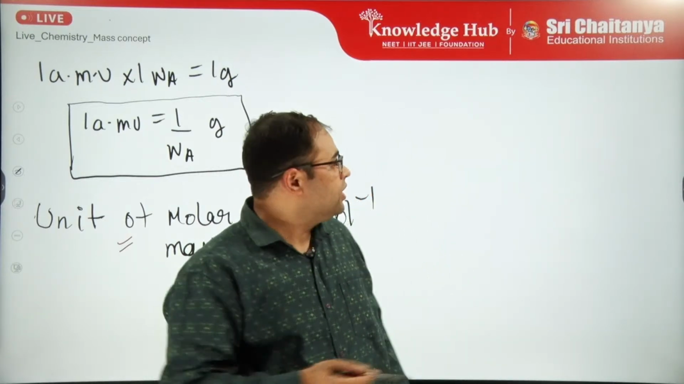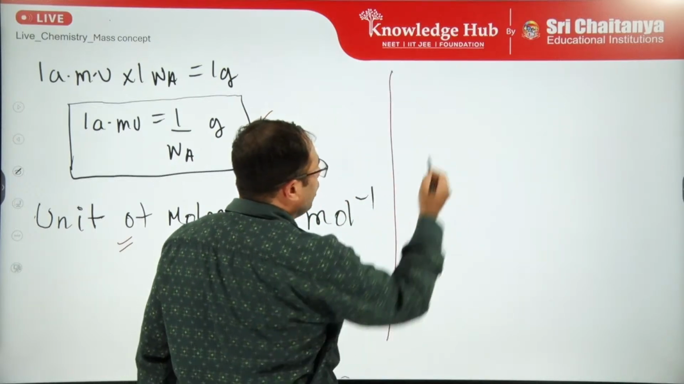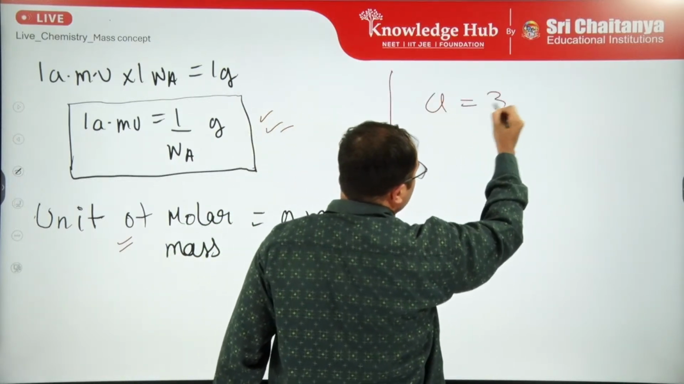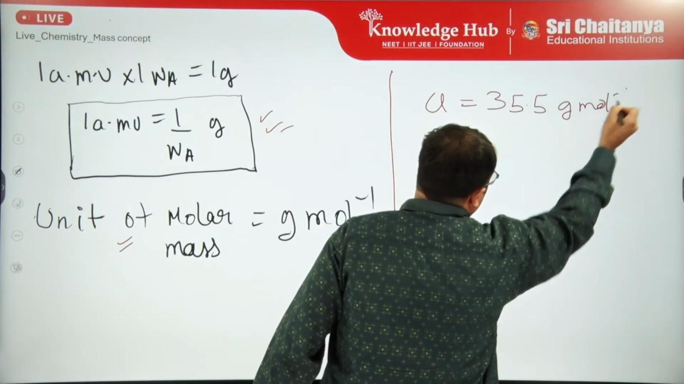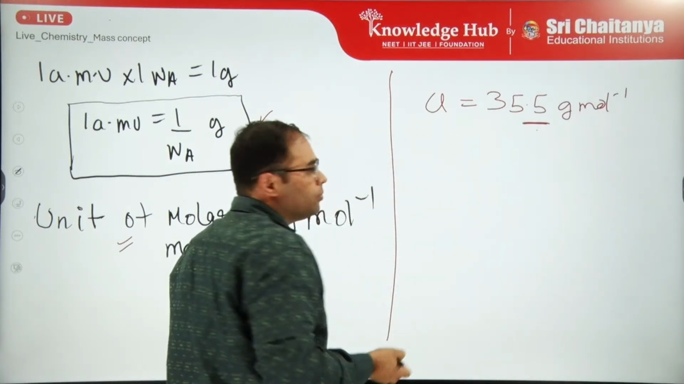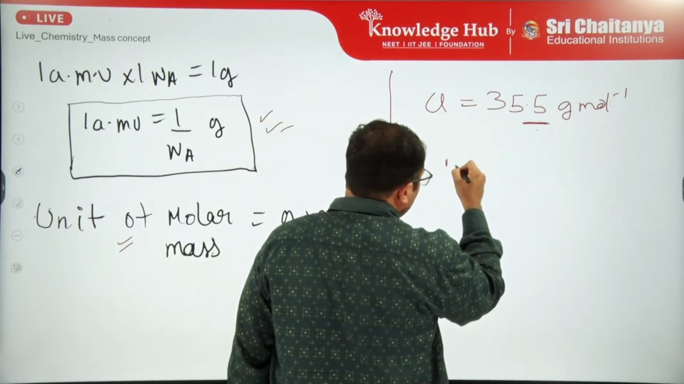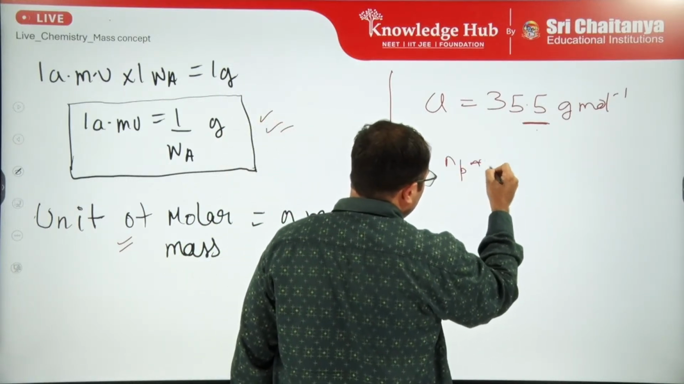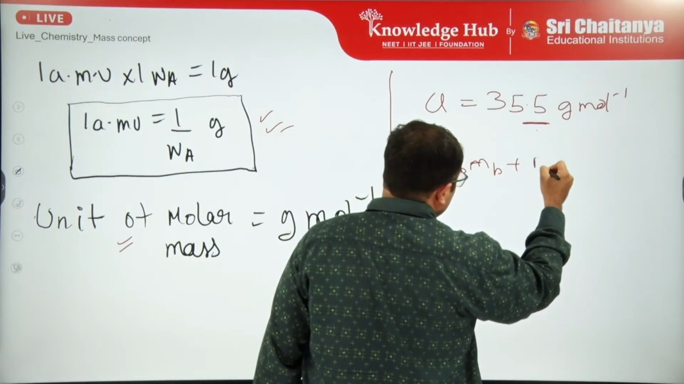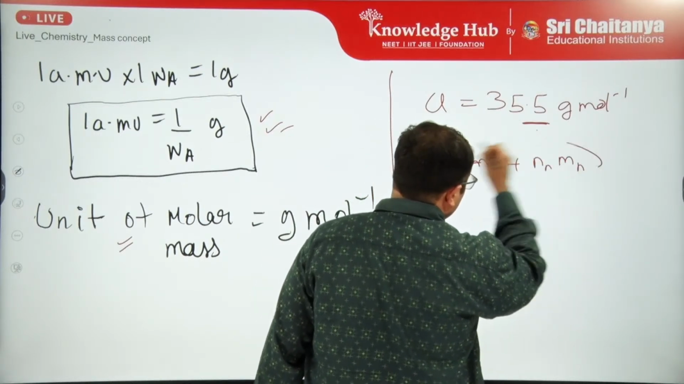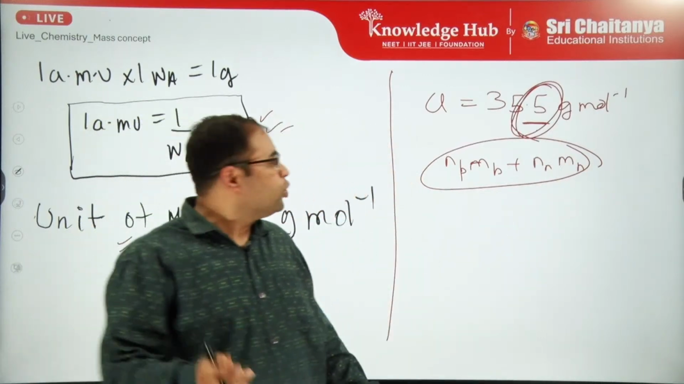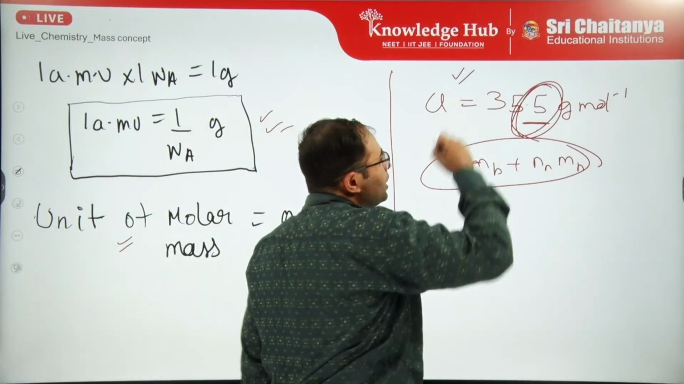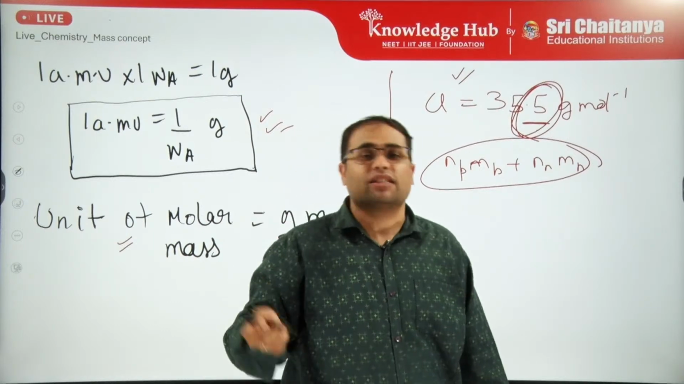Next, we will look at something different. What? You remember the molar mass of chlorine was 35.5 grams per mole. How did this 0.5 come? I told you mass was number of protons multiplied by mass of proton plus number of neutrons multiplied by mass of neutron. Right? How did this 0.5 come? The complete story of how this 0.5 came, and more, in the next session.